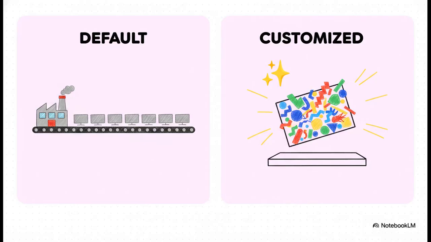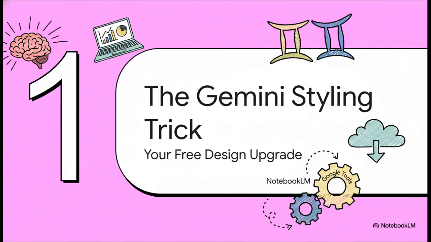And just look at this. This shows you the difference we're talking about. On the left, that's the default output. It's fine, but it looks like it came off an assembly line. On the right, that's what you can get with this little trick. Same amazing content, but it looks intentional, professional, and custom. So what is this magic trick?